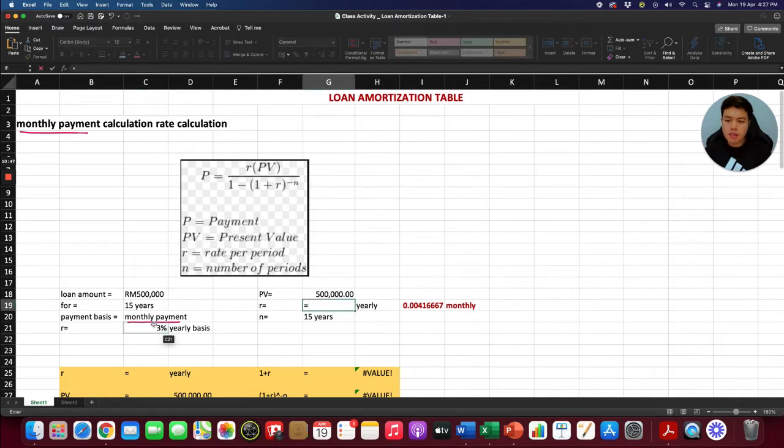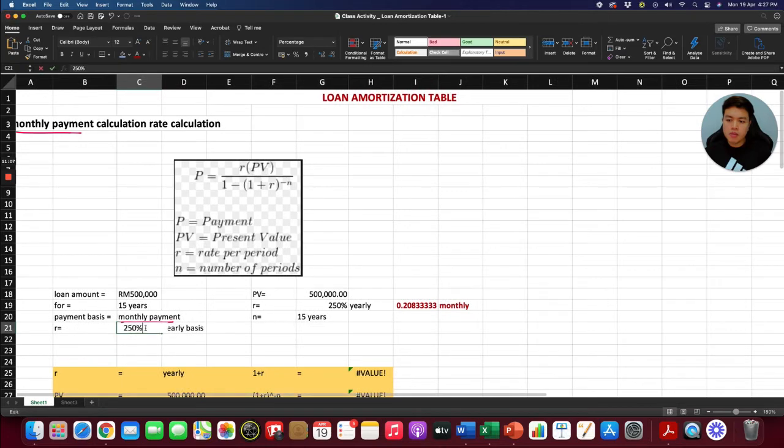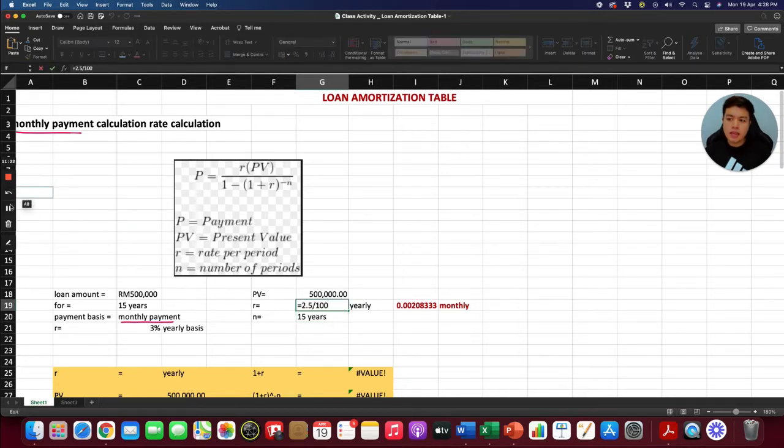So this is basically 0.00. Okay, so let's say this is 2%, 2.5. Oops, sorry, 2.5%, 2.5%. All right, so this is 2.5. Remember, divided by 100. Okay, so the setting, I need to change the setting.